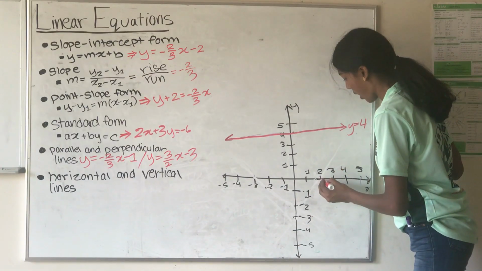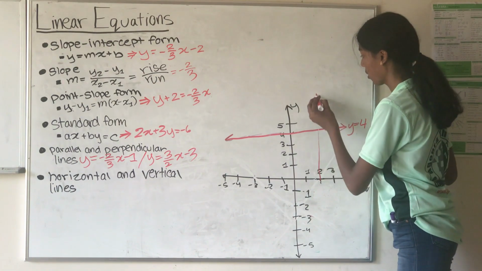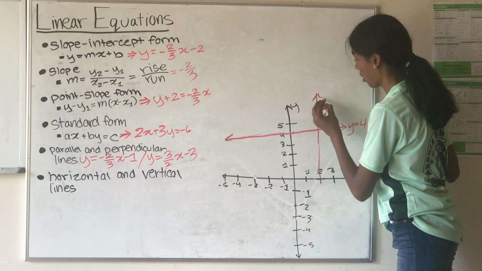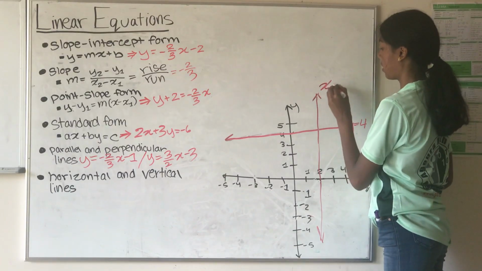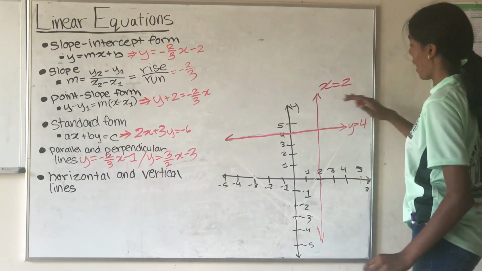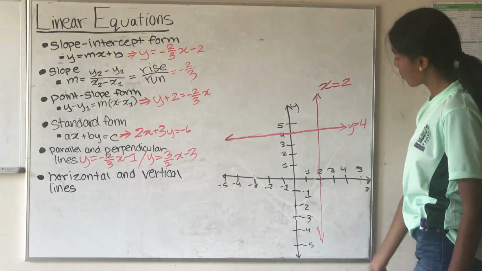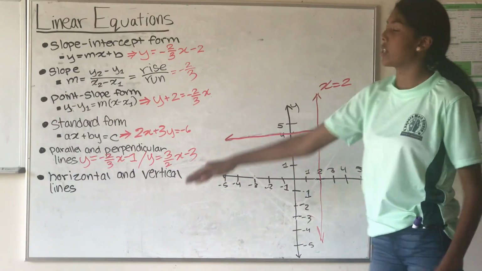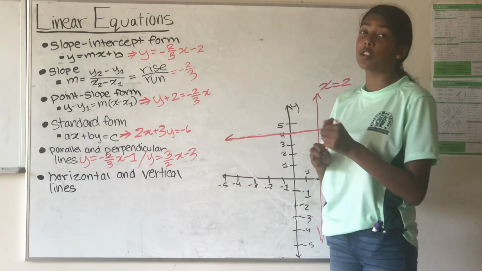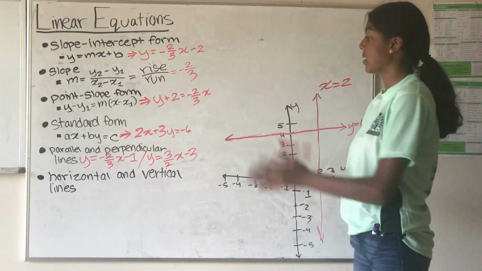And for the vertical ones, this is going to be x is equal to 2. X equals a number is going to be vertical, while y equals a number is going to be horizontal. That's basically all you need to know about vertical and horizontal lines.